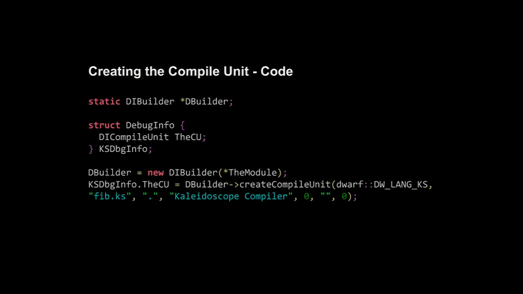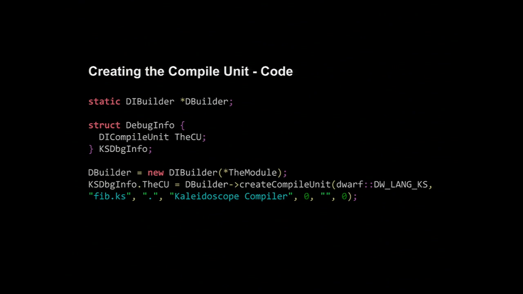So first thing you have to do, the big container for everything is the compile unit in debug info. So we're going to first create our debug info builder. I started a little struct to hold some stuff I needed for debug info, in this case, the compile unit. And I made this a big global because it's not great design.